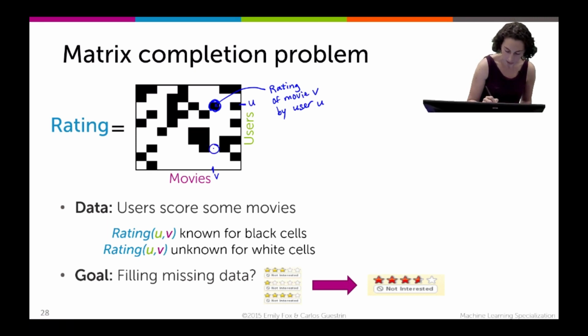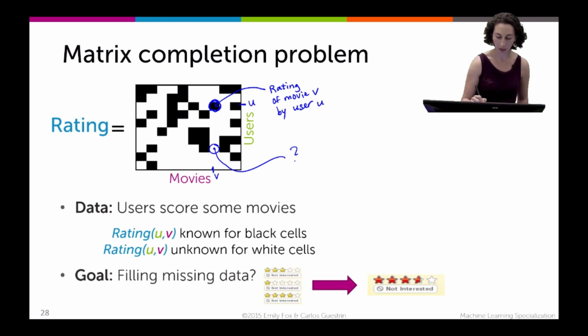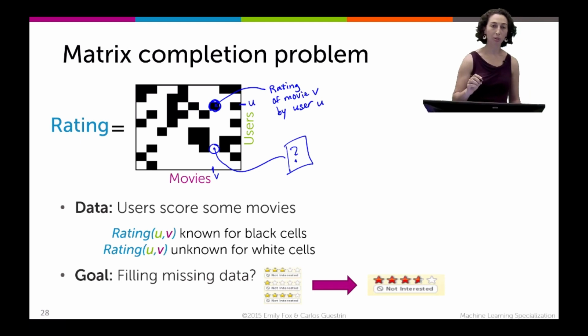So what a white square represents is a question mark. It's a case where a user has not watched a movie or at least has not provided a rating for that movie. And so I just want to be clear that all the white squares represent unknown ratings. They don't represent ratings of 0. It's not that the user did not like that movie. It's just that we don't know what the user thinks about that movie.